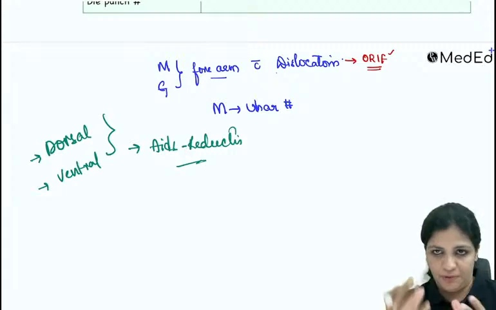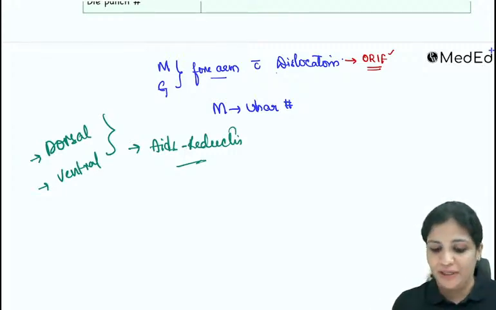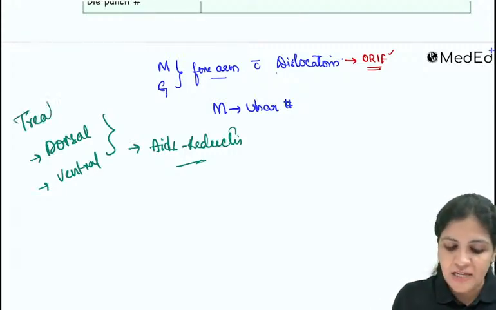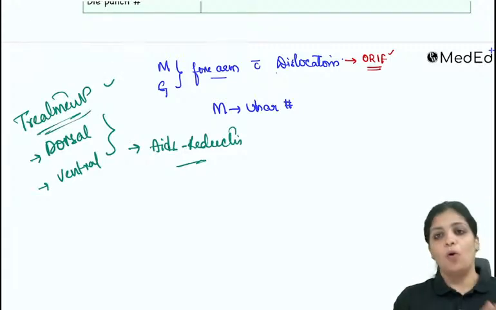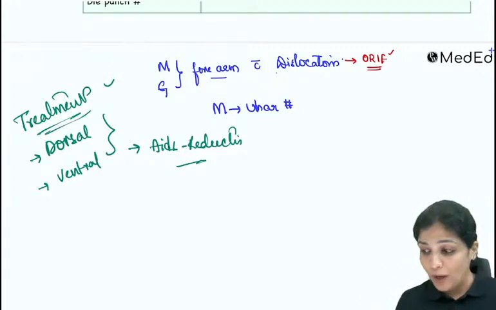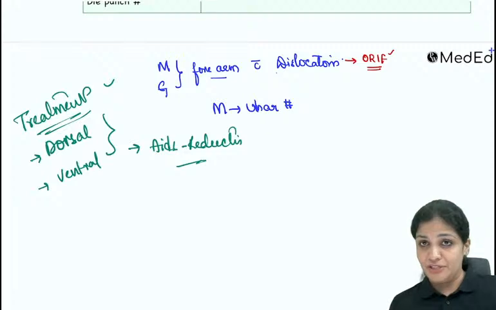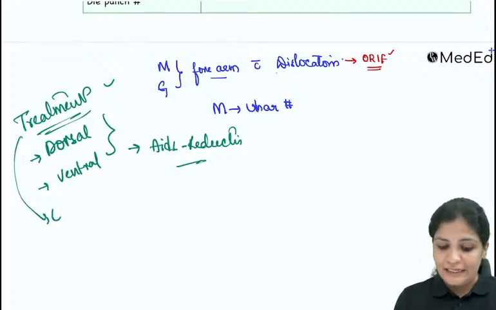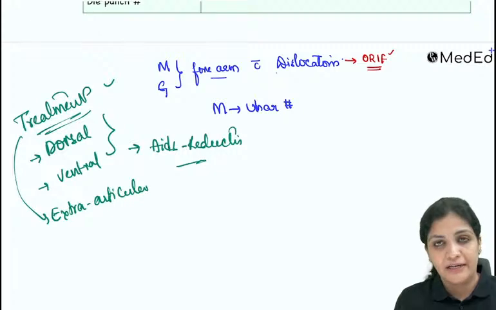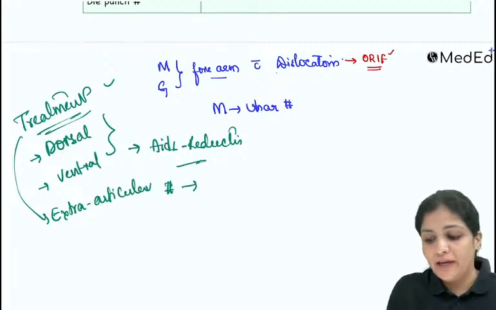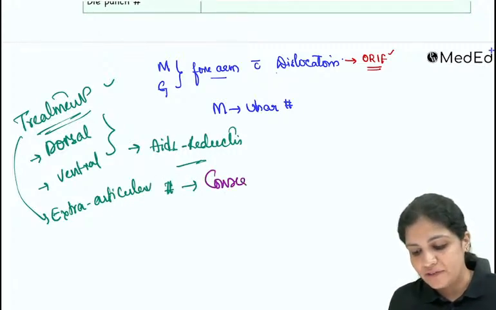Similarly, when you know that this is a ventral displacement, you will try to reduce it from the ventral to the neutral position, right? So for treatment purposes, you have to understand whether this is an extra-articular fracture or an intra-articular fracture. Again, why? An extra-articular fracture you can sometimes treat conservatively. So if the fracture is extra-articular, you can go for conservative treatment.